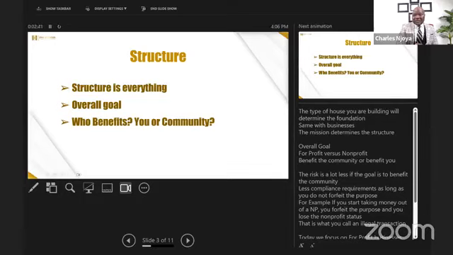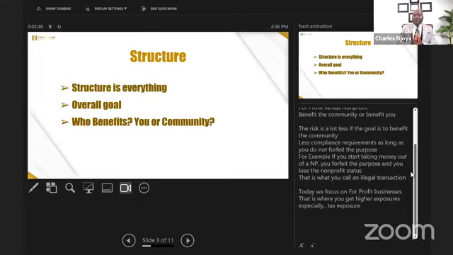Another thing we talk about here, we want to think about this very carefully. Today, we will focus on for-profit businesses. That is where you get higher exposure, especially when it comes to taxes.